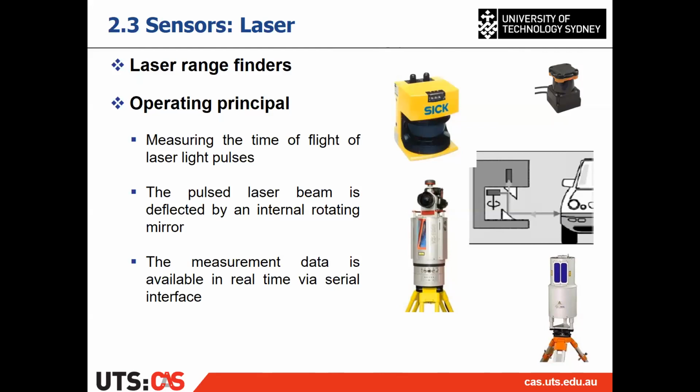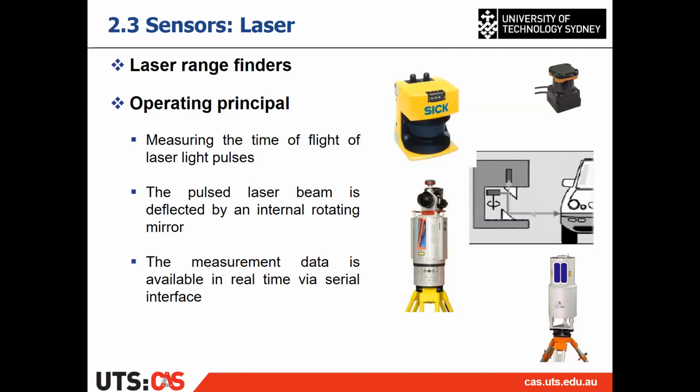It sends laser light pulses and then measures the time of flight of the laser pulse. The principle is similar: it measures the time difference and calculates the distance, because we know the speed of light, right? It's quite important that it's a laser. It's very focused, so we can get a very accurate measurement of the distance.